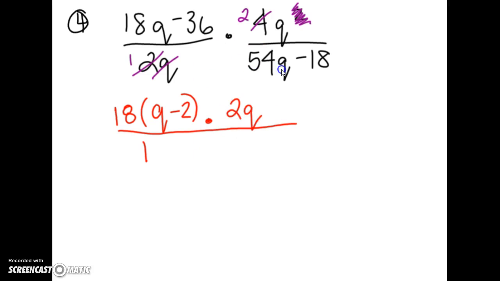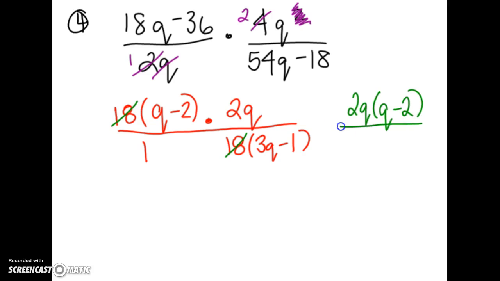And here, what can I take out of 54q and 18? Pretty sure I can take an 18 out, and I'm left with 3q minus 1. Anything else that I can simplify out now? Yep, the 18 and the 18. So I'm left with, I'm going to switch the order here, 2q times q minus 2 over 3q minus 1. And are there any excluded values?